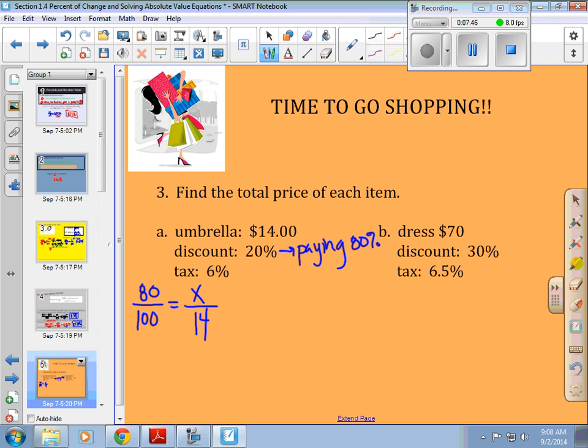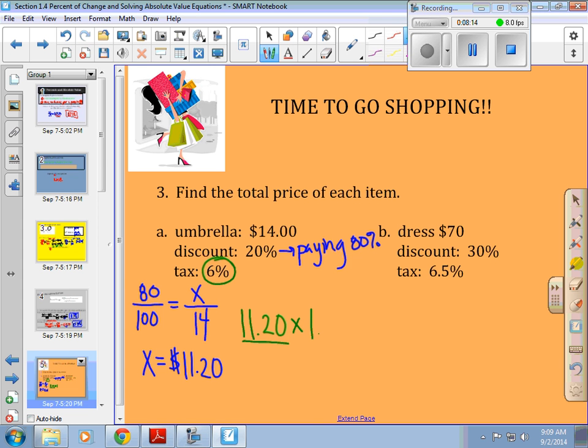Okay, if I go ahead and cross multiply, after the discount it's going to be $11.20. Now what I need to do is figure out what happens when I add on the tax. Well, the tax is 6%. So what I would do is take my $11.20 and multiply it by, well, I'm for sure going to pay the $11.20.